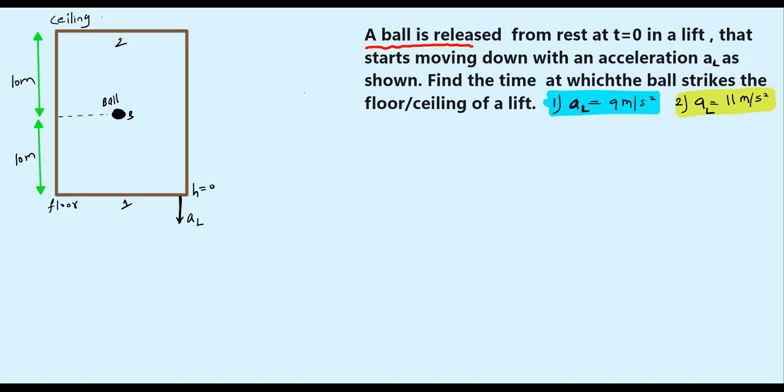A ball is released from rest at t equals 0 in a lift. Okay, there's a ball. So here I'm releasing this ball from rest, everything at t equals 0. The lift starts moving down with an acceleration AL. So the lift will start moving down, and the ball is released from rest, and the lift also will accelerate from rest. After what time the ball will strike either the floor or the ceiling, that we have to calculate here.